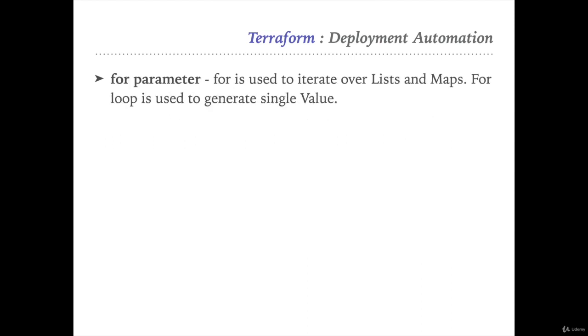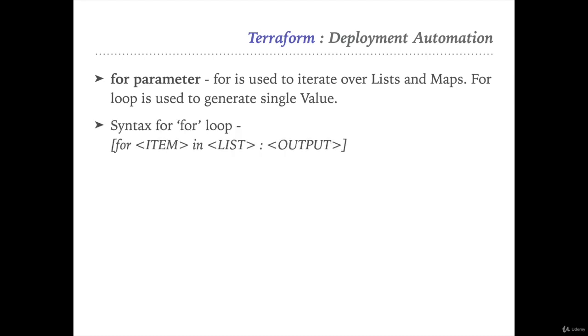Now after the count, let's discuss the for. What are the for parameters and how can we define the for loop in Terraform? So for is used to iterate over lists and maps. For loop is used to generate a single value. Whenever we execute the for loop, the output of the for loop will be a single value, and that will be a list.